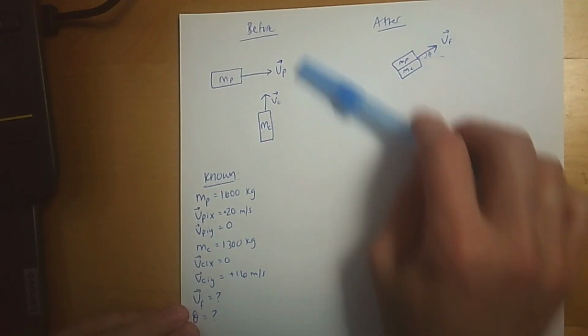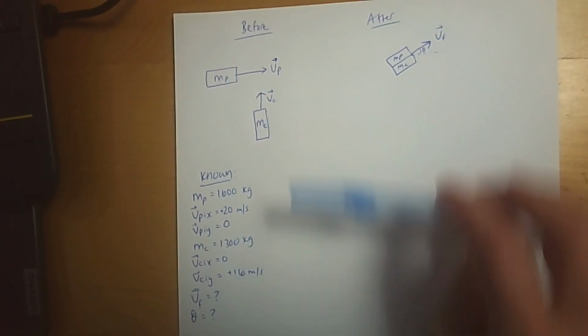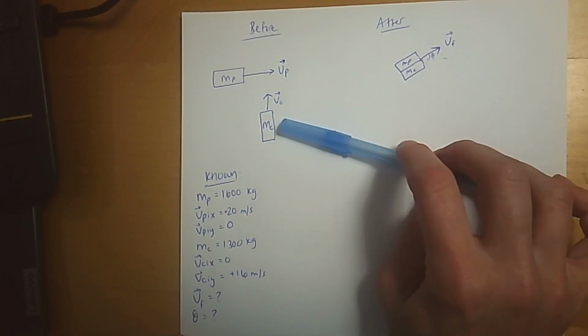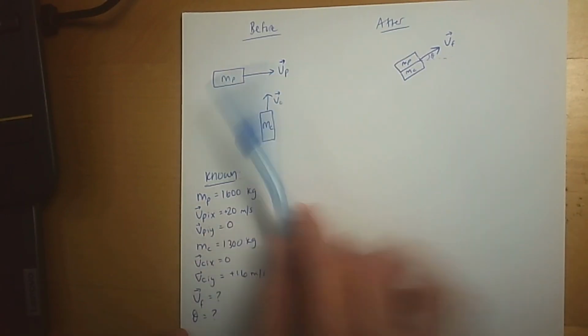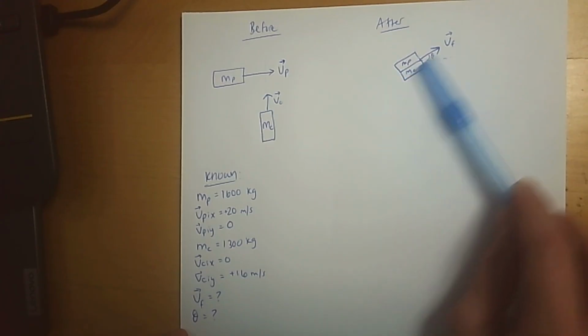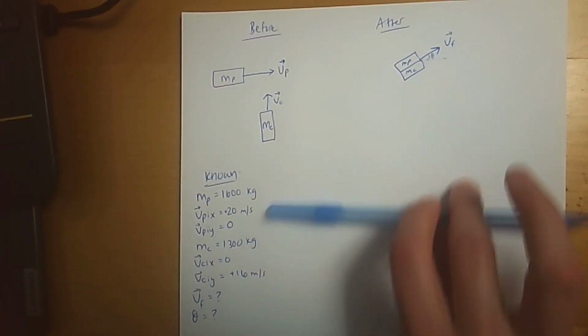So you'll see here that I drew a diagram of the situation before and after the collision. And I also listed out my knowns. So I want to note here that these two cars are driving perpendicular to each other. So we'll call this the x-axis and this the y-axis. And then after the collision, they stick together and move off at some angle theta above the x-axis. So my knowns are listed here.